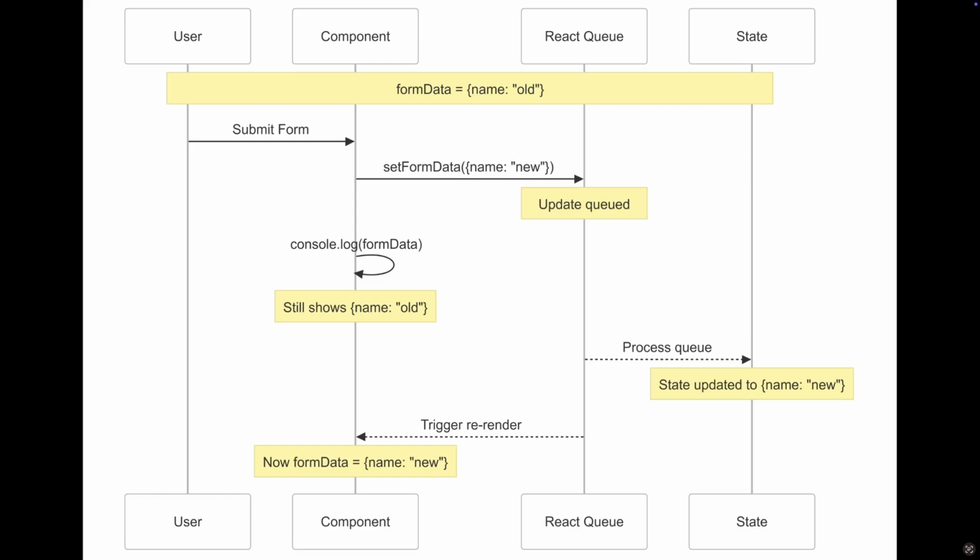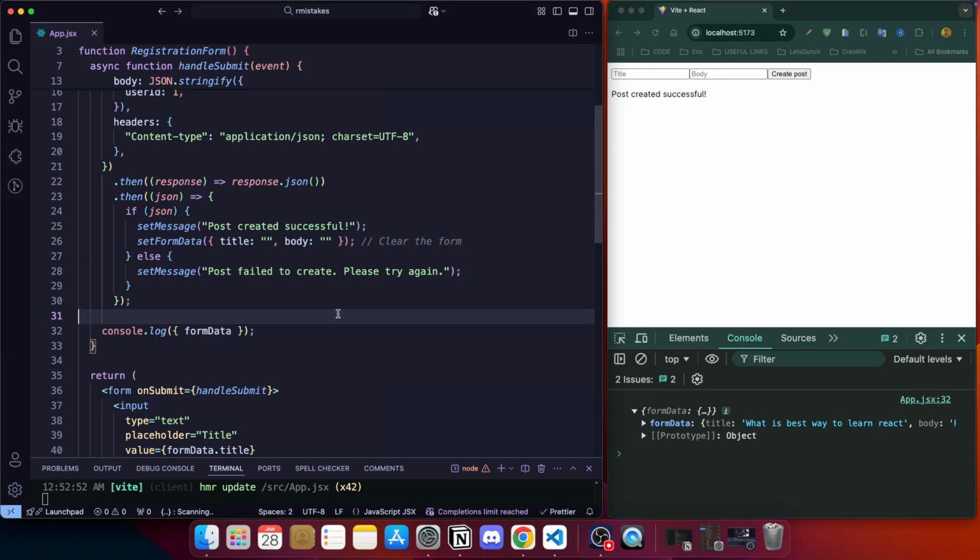Okay, let's talk about why this is a big deal in real-world apps. Imagine you are building a post-creation form for a production app. If you try to clear the form fields or show a success message immediately after updating the state, it might not work as expected. For example, the form fields might not clear, confusing the users. The success message might not show up, making the users think the registration failed. This can lead to a poor user experience and even bugs in your app. So it's important to handle state updates correctly.